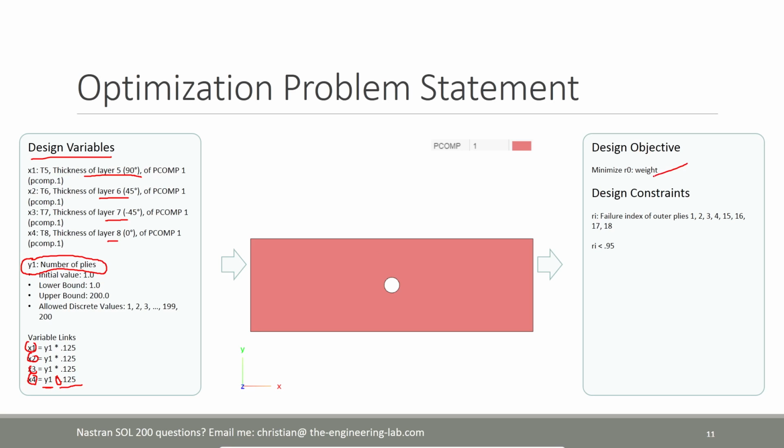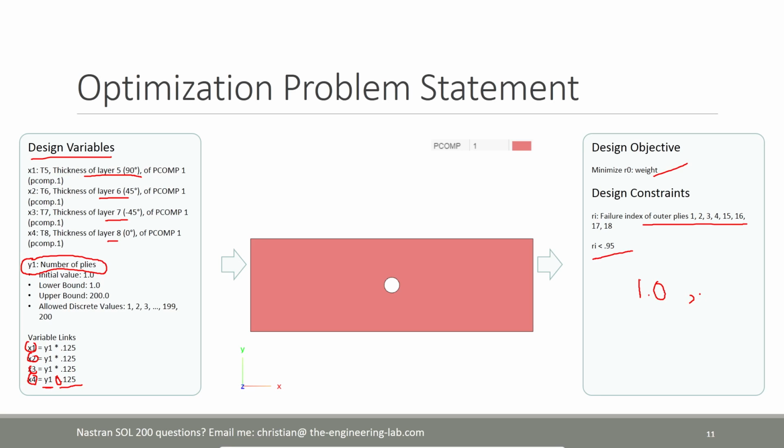Here, we want to minimize the weight of this composite while making sure that the failure index of these outer plies, which again are the outer 1, 2, 3, and 4, 15, 16, 17, and 18 layers, is less than 1. Now, here I'm using an upper bound of 0.95, not 1. The reason I'm using 0.95 is the following. Sometimes when you're done with the optimization, you'll get a slight violation of your upper bound. So here, let's suppose I use an upper bound of 1.0.